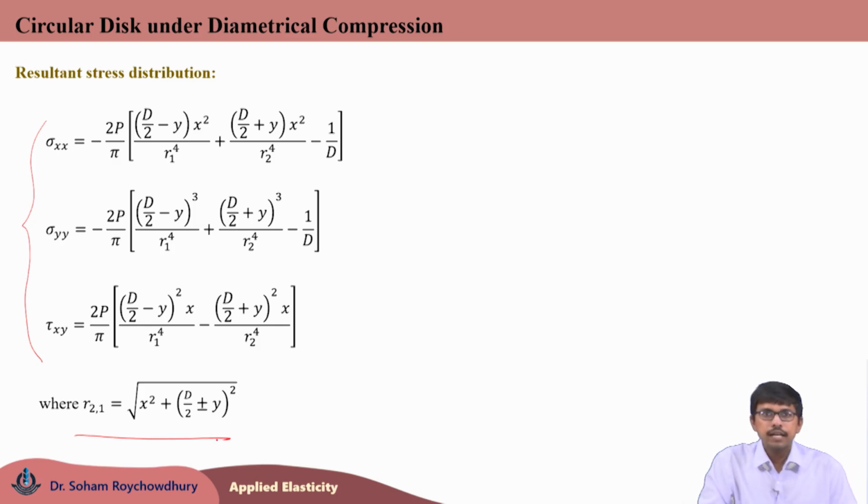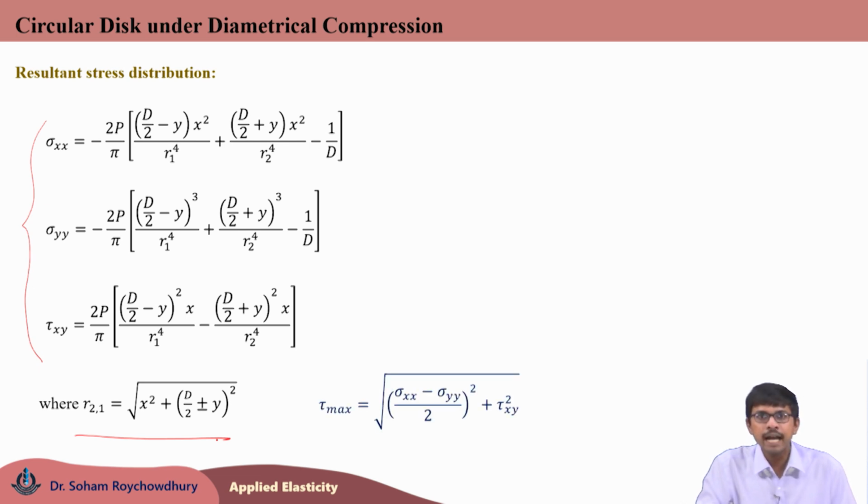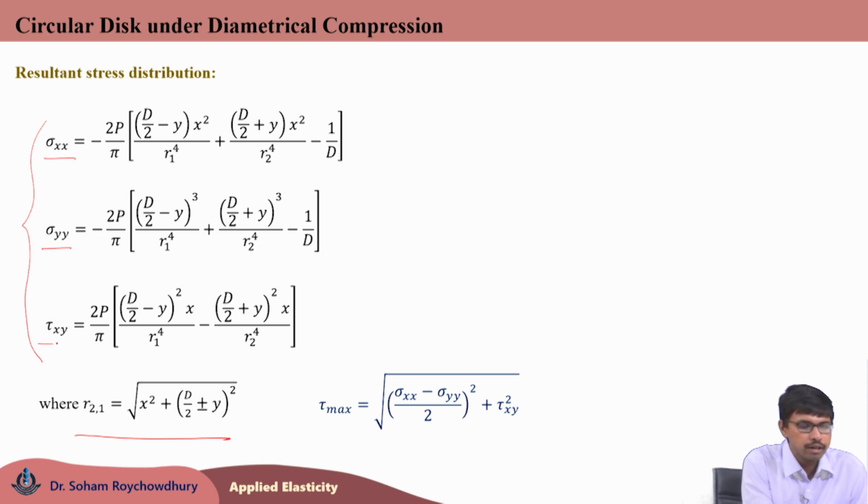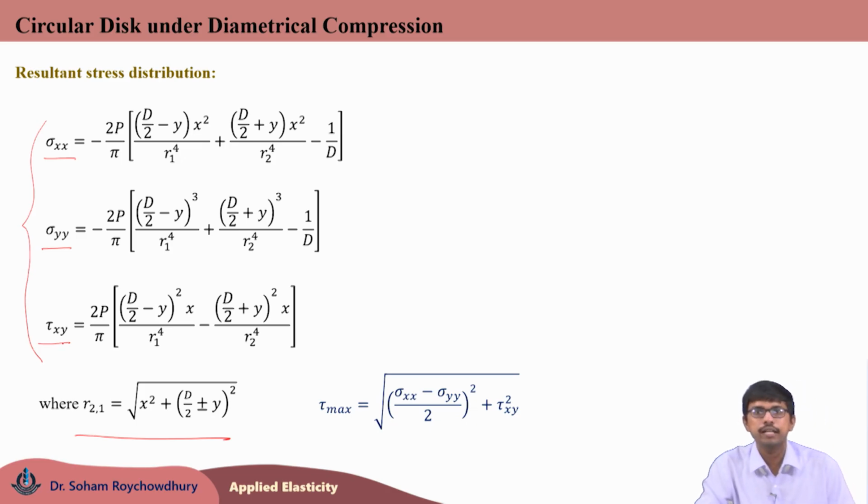Now, if you consider the maximum shear stress generated within the disc, tau max, that we can obtain as the square root of (sigma xx minus sigma yy by 2) whole square plus tau xy square, because this is a plane stress problem, we are considering a planar problem. So, only sigma xx, sigma yy, tau xy, three in-plane stresses are considered. Substituting these expressions of sigma xx, sigma yy and tau xy in this equation, we can obtain the tau max.